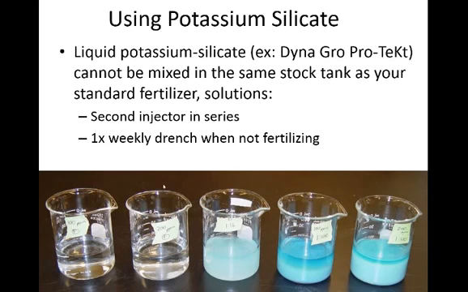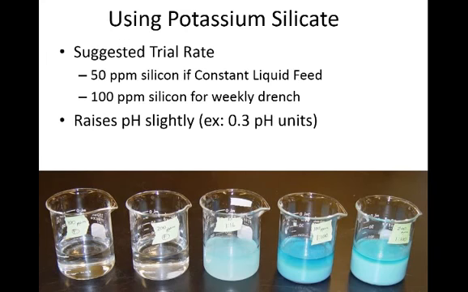So for growers that have only 1 injector in their greenhouse, that would be kind of the way to apply. And so that's why for some of my experiments, I've told you we've done weekly drenches. That was for that exact same reason. If you do have the 2 injectors, probably the best thing to do would be to supply continual silicon. And the suggested trial rate, so we've used 50 parts per million silicon if you're applying that in that constant liquid feed situation, and 100 parts per million silicon if it is that weekly drench.